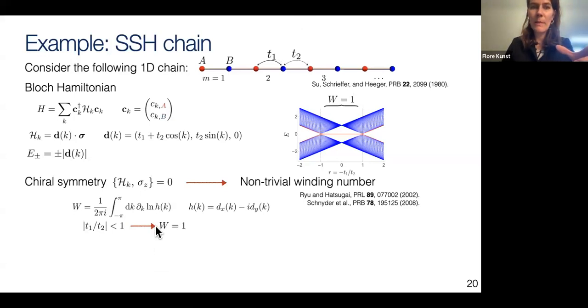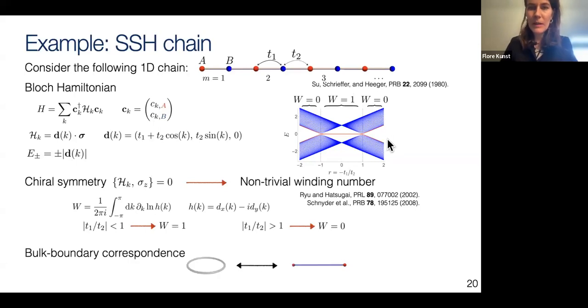is smaller than 1, and this corresponds exactly to having zero energy states in the gap. It's 0 outside of there, so you don't have any states, and this then establishes the bulk-boundary correspondence, because these zero energy states correspond to the end states in your system. So my Bloch Hamiltonian has now given me a topological invariant to describe the physics under open boundary conditions.